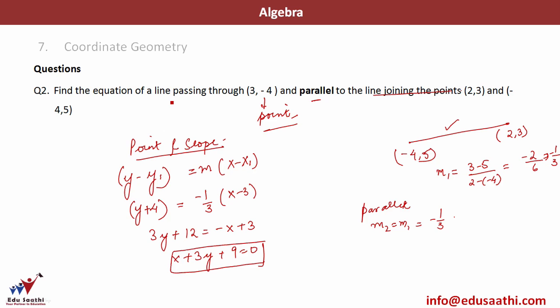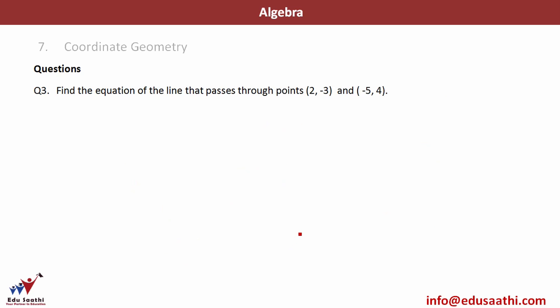For the equation of the line which is passing through (3, -4), you can check that 3 and -4 satisfy this equation. So 3 plus 9, which is 12, and 3 into -4, which is -12, and it has a slope of -1/3. Let's look at another question.